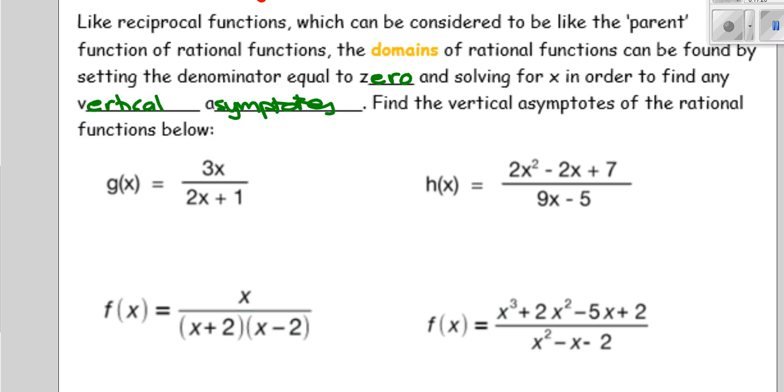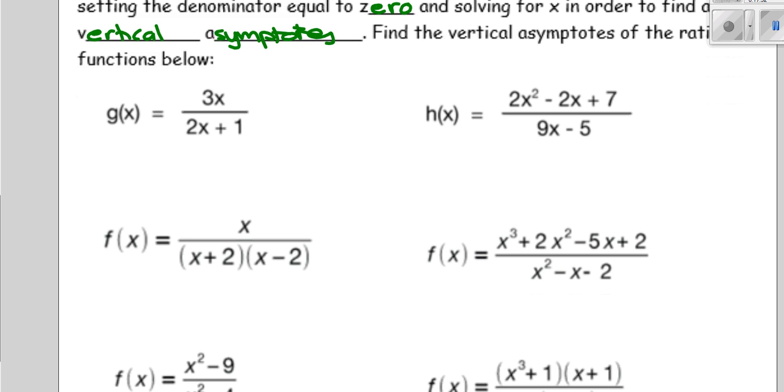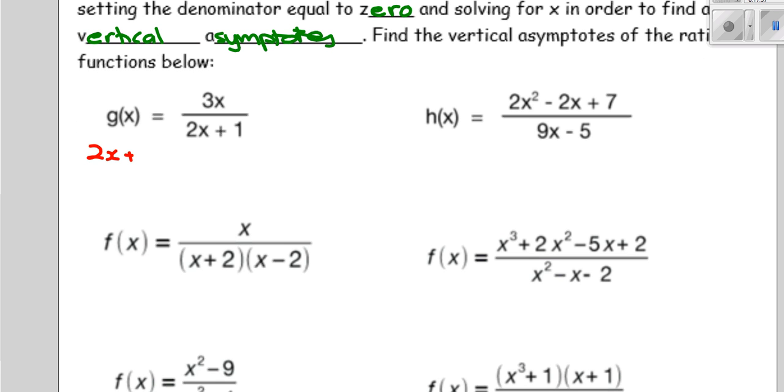Now find the vertical asymptotes in the rational functions below. What you do is set the denominator equal to 0. If you solve, how many solutions will there be? Only one. Because if it was a quadratic, you could possibly get two.